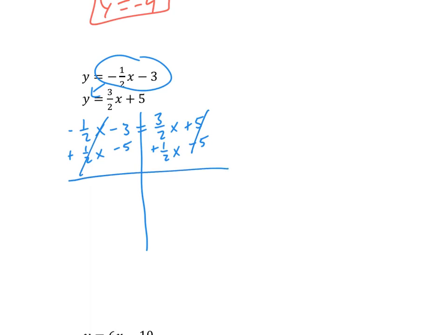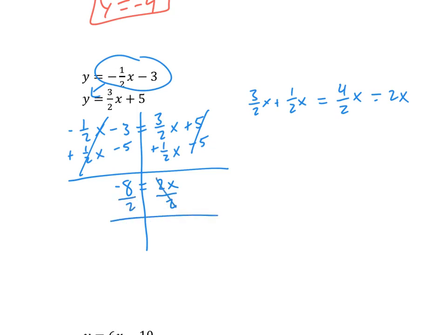So you get negative 3 minus 5 is negative 8. And that's going to be equal to, well, we have 3/2 x plus 1/2 x. And since they have a common denominator, we can just add the numerators. So that's going to be 3 plus 1, which will be 4. 4/2 x, which is really equal to just 2x. Okay, so that actually works out pretty nicely for us. We don't really have to deal with those fractions too much. Then we divide by 2 on both sides to get rid of that 2 in front of the x. And we get x is equal to negative 4.